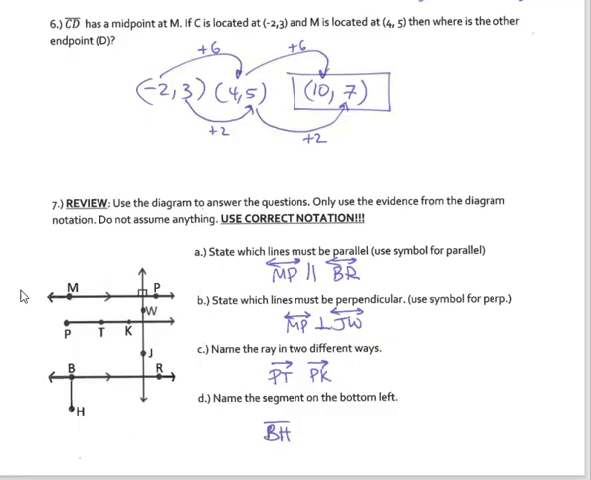Name the ray in 2 different ways. It's going from P towards T or from P towards K. Those are 2 different ways to talk about that ray. And then lastly, name the segment in the bottom left. Starts at B, goes to H, has a line segment on top. If you wrote BH without the line segment, it'd be talking about the length of the line segment.